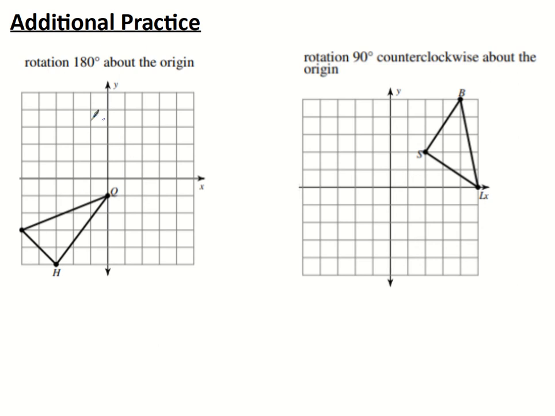Okay, so try on your own to rotate these about the origin. This is QH, and let's just call this X. No, X is confusing. Let's call it AHQ. And then we have SBI. I want you to rotate this one 90 degrees counterclockwise. And then I want you to rotate this one 180 degrees about the origin. Try it and see how you do.